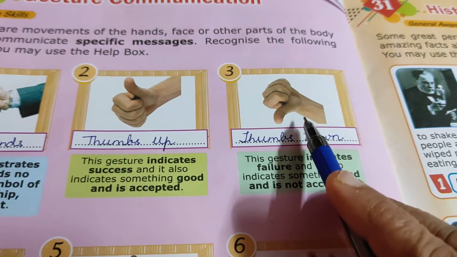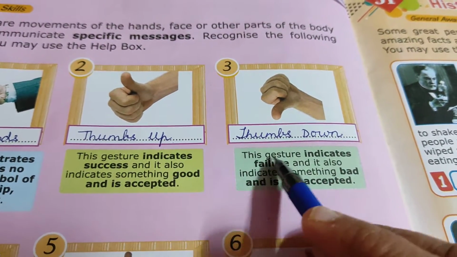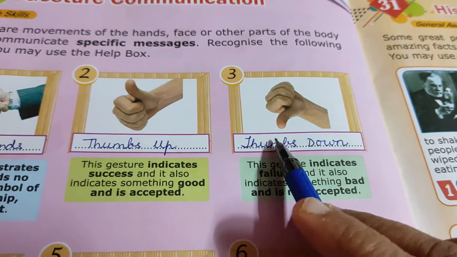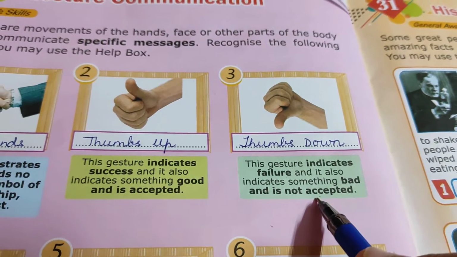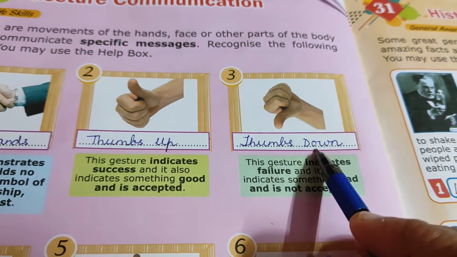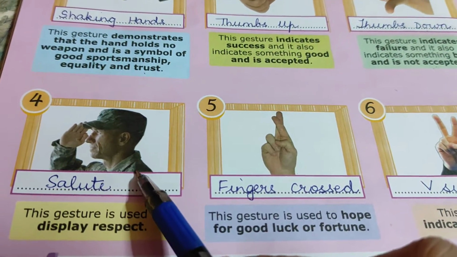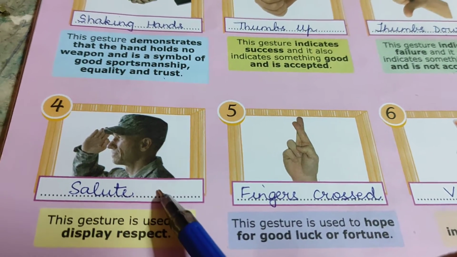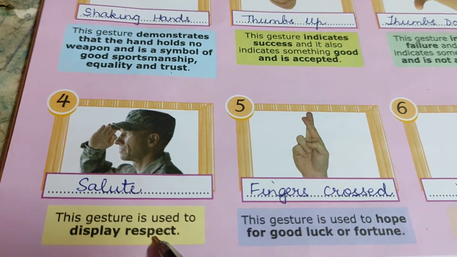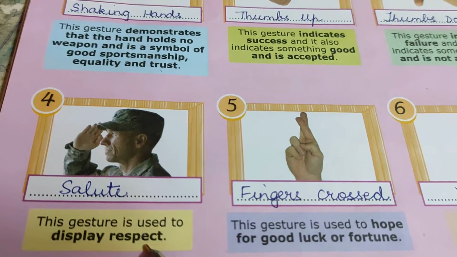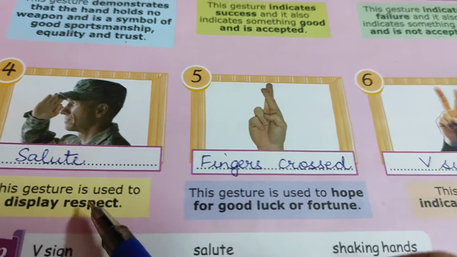The third gesture is the thumbs down, which is just the reverse of thumbs up, and it indicates failure and denotes something which is bad or which is not accepted. So it's thumbs down. The next one is a salute. Of course, we know this symbol and we do salute on and off, and this gesture is used to display respect. So we respect our national flag, we respect our soldiers, we salute them.